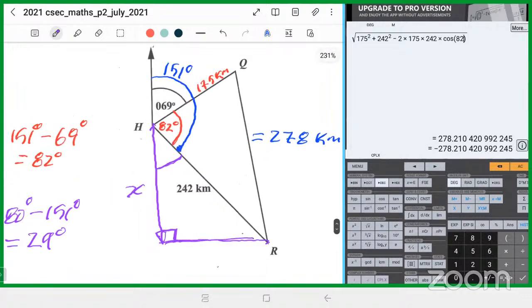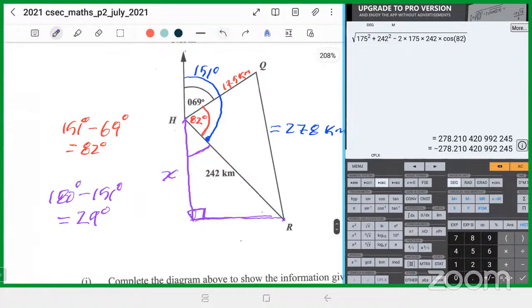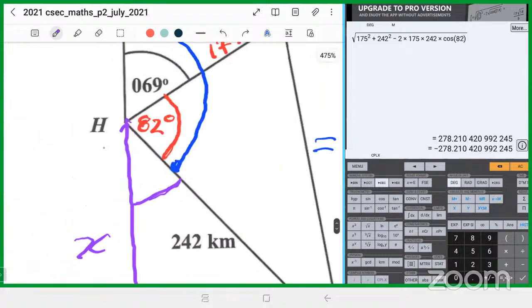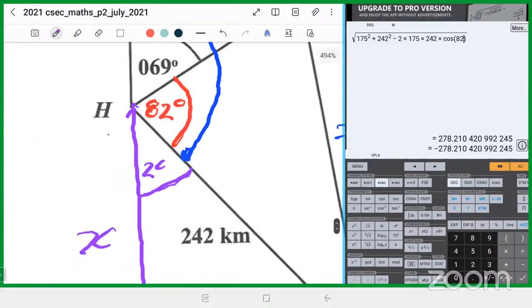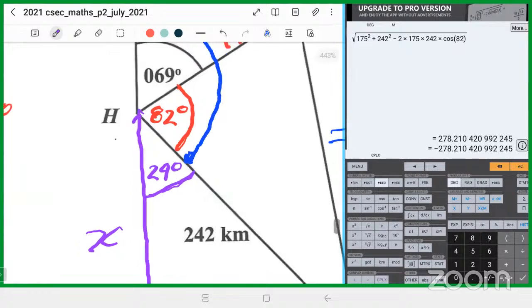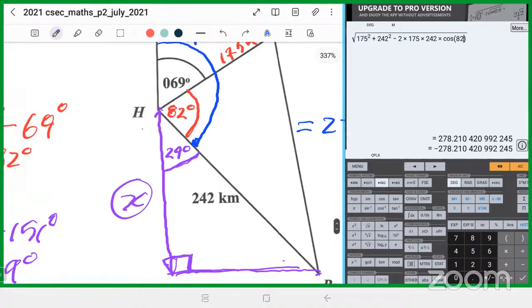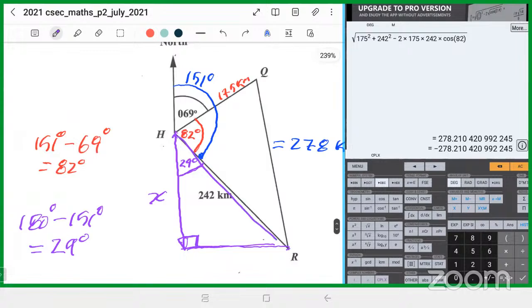So I get the 29 out here, and I'm going to just write it in here. 29 degrees. And the question is asking for X. So in that right angle triangle now, this is my hypotenuse, 242. I want the adjacent, so I'm going to use cos to find that distance.